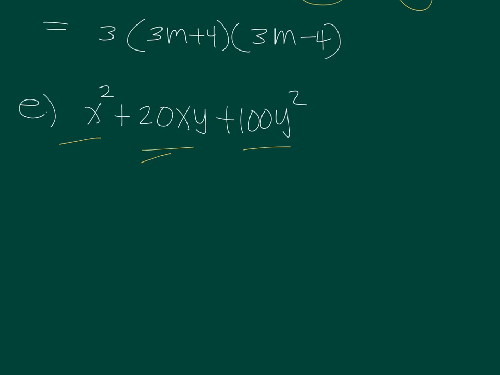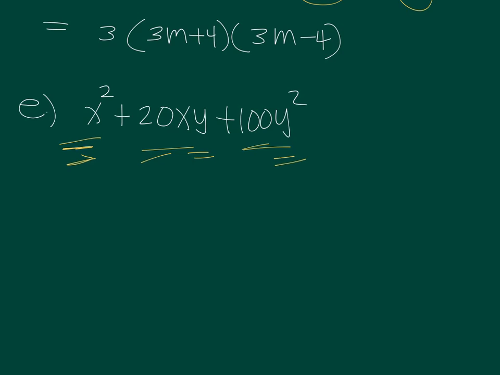This is 20, this is 100. Although they're both divisible by 2 and by 10, the coefficient of x squared is just 1. So you cannot factor out 2 or 10 for this expression. In the case of y, although we have y for the second and y squared for the third, there's no y on the first term, so we cannot factor out the y from here.